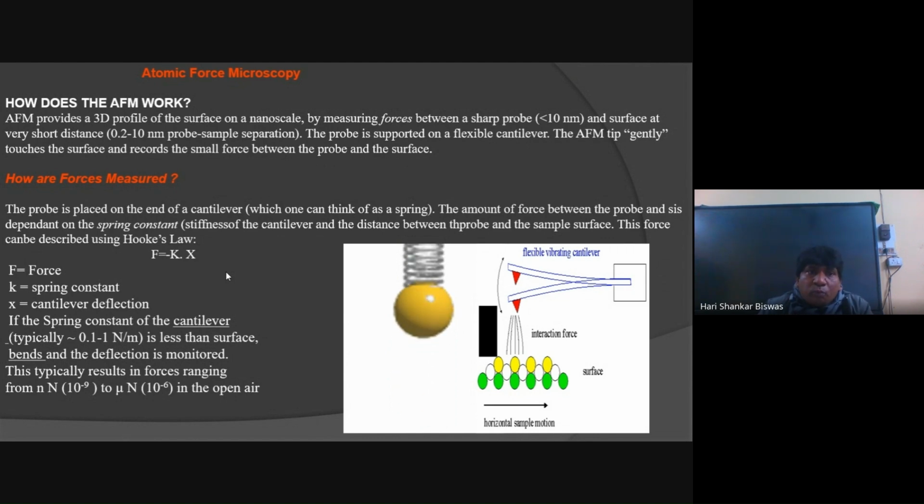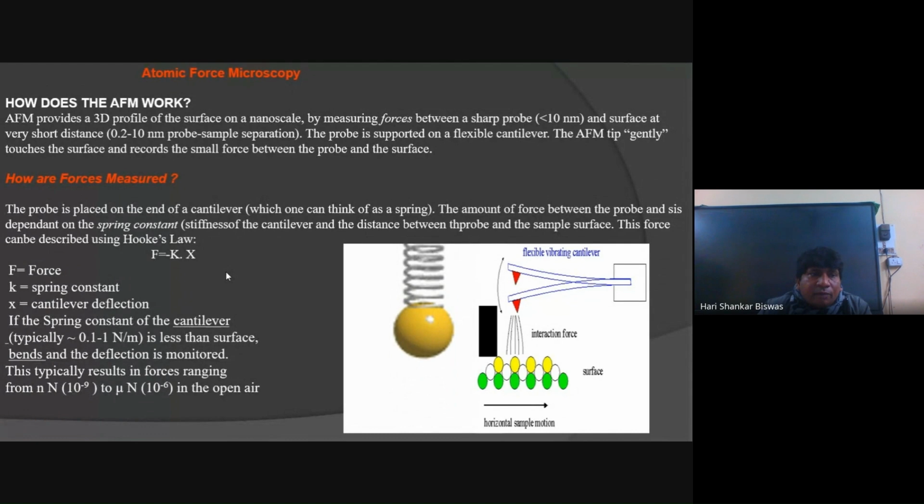So how is the force measured? The probe is placed on the end of the cantilever, which is attached to the machine, and one can think of it as a spring like this. The amount of force between the probe and the sample depends on the spring constant, that is the stiffness of the cantilever, and the distance between the probe and the sample surface. This force can be described using Hooke's law also. And we know Hooke's law: force is proportional to x.